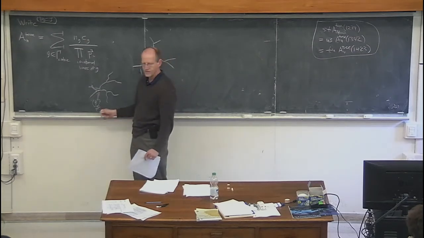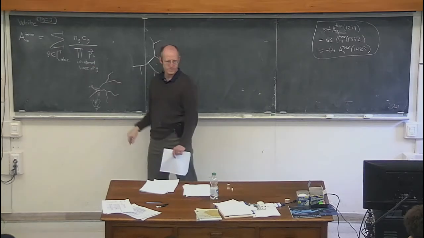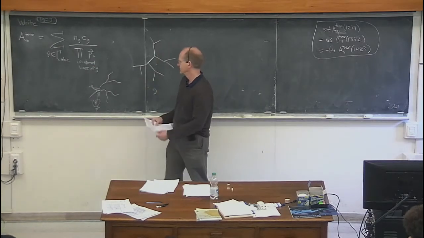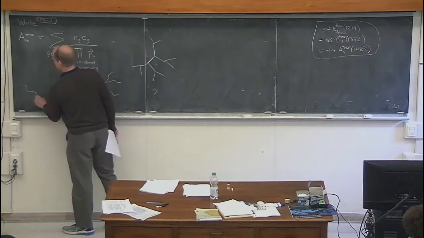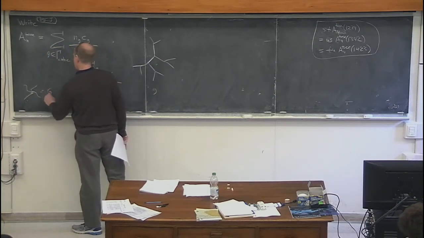So like in the four-point case, there's a vertex here, which has a few different contractions. So one of the contractions might be f^abe, f^cde.